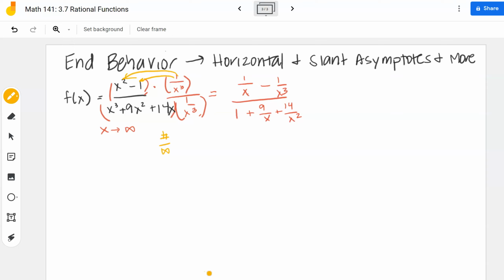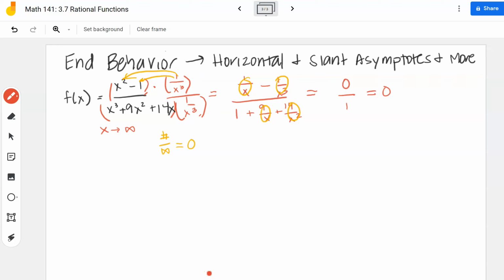All right. So one of the things we have in calculus is that a number over infinity equal to 0 is fine. We can say that. So basically, we have 0 minus 0 over 1 plus 0 plus 0. This is all equivalent to 0 over 1, which is just 0.